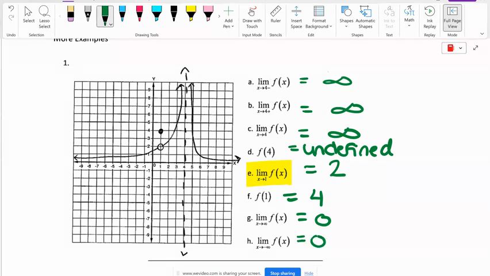Do we get it? Are we done? Do we want to stop here? We understand limits from a graph? All right, so we will stop.